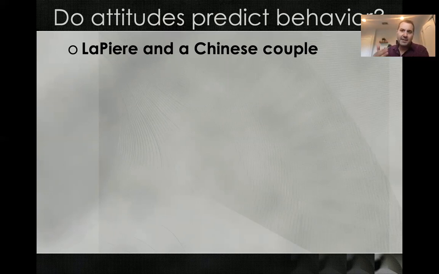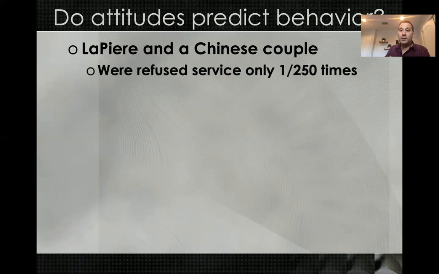At the time they did this, back in the 30s, I believe, there was widespread discrimination against the Chinese. Despite that fact, they were served in 249 out of 250 places. Only one place ever refused them service because they were a Chinese couple, okay?